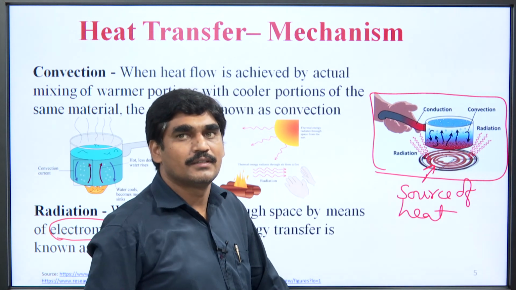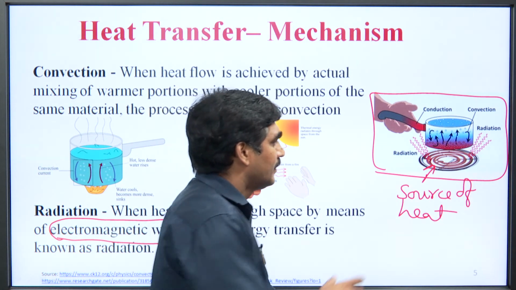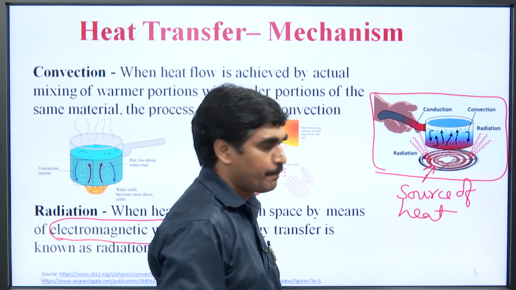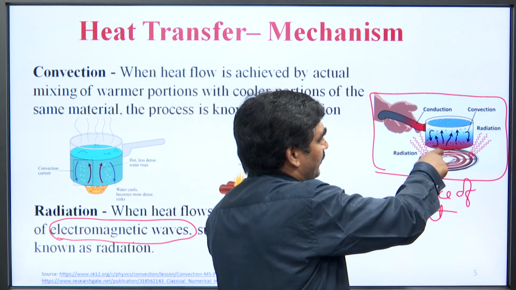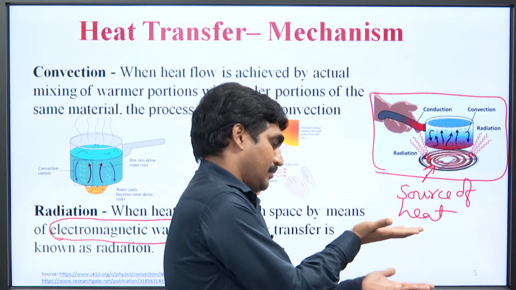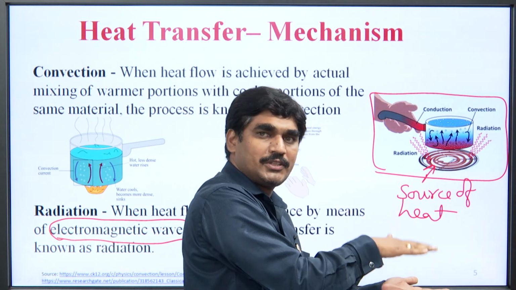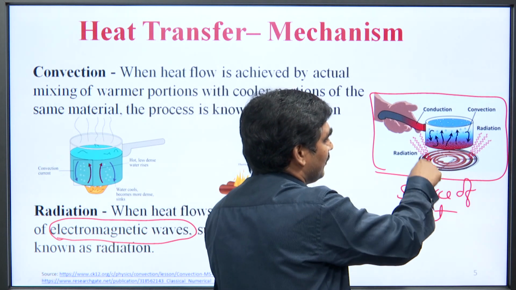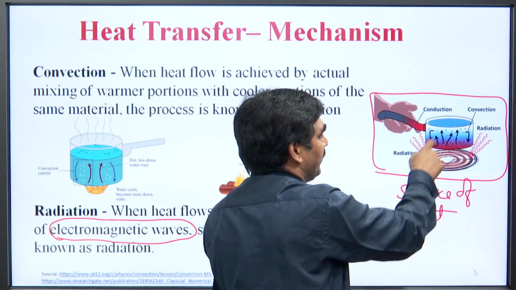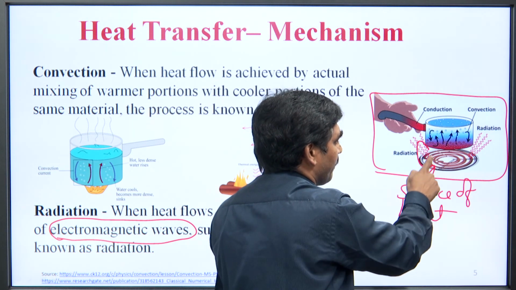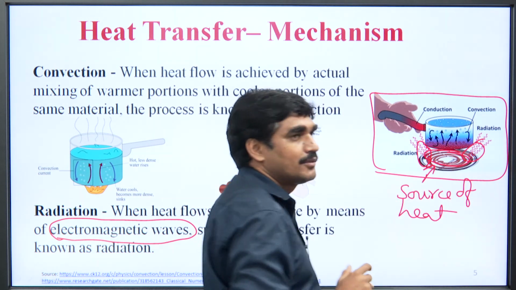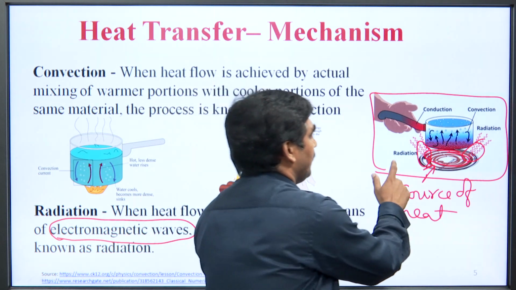Okay. So, this is the source of heat. It transfers heat to the pan containing water. So, what is happening here? The pan is kept with some distance between the heating source and the bottom of the pan. Then also it transfers heat to the pan. So, here heat transfer takes place by radiation.